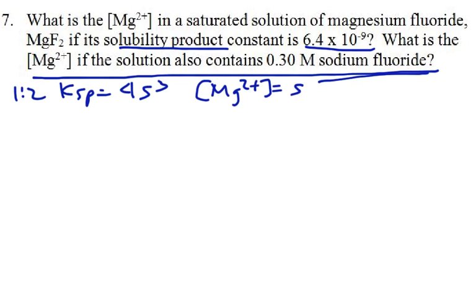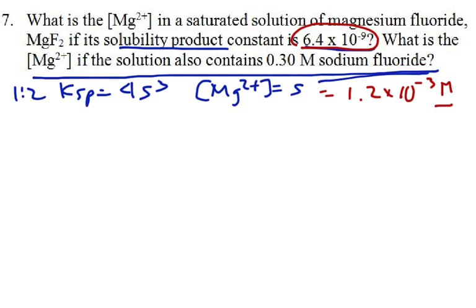Okay, so getting my calculator, I find that the solubility here is 1.2 times 10 to the minus 3 molar. Now all I had to do was take my value, 6.4 times 10 to the minus 9, and divide by 4, and then take the cube root. That's the solubility and the magnesium ion concentration. If they asked for fluoride, I would have had to double that number.